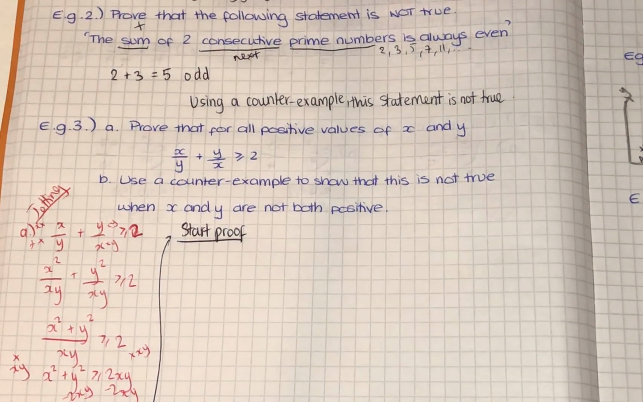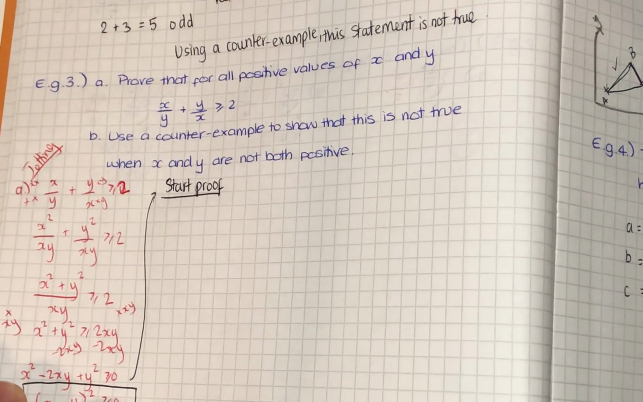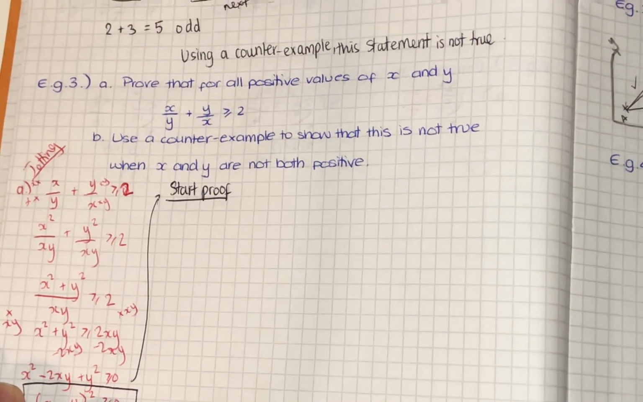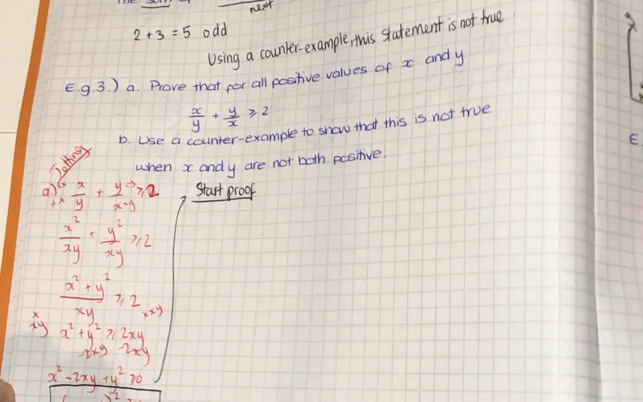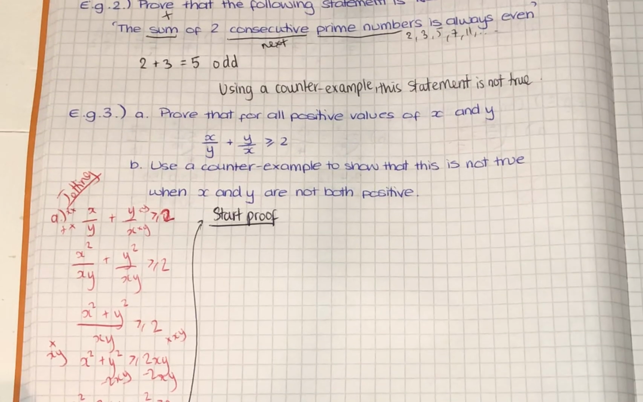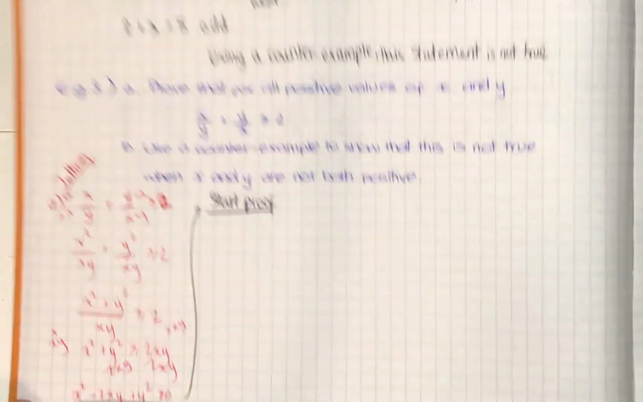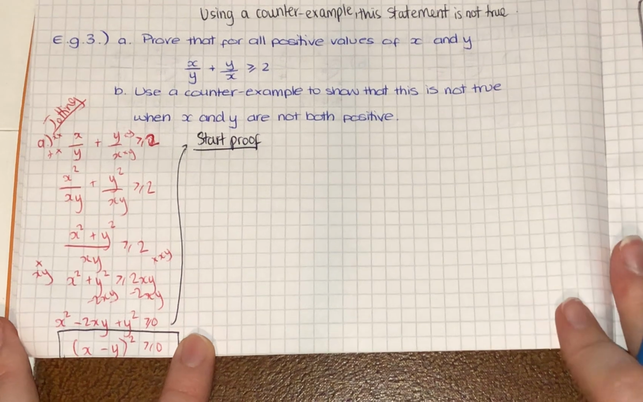Okay, can you see right at the bottom? Just about. I haven't got a big enough table. There we go.